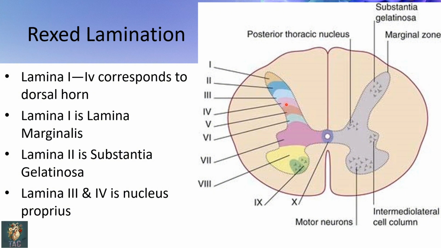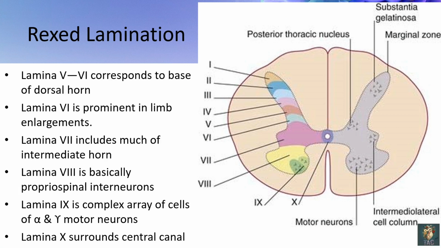Now where are laminae 5 and 6? They are present at the base of the dorsal horn. And lamina 6 is basically enlarged in the limb enlargements, in the area where the brachial plexus is present, or in the area where the lumbar plexus is present.